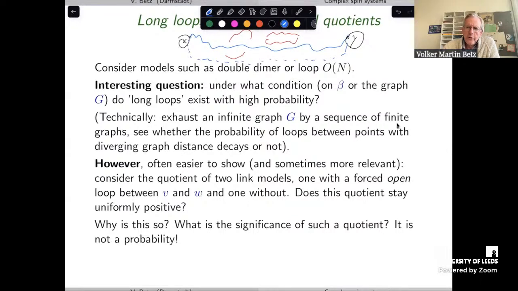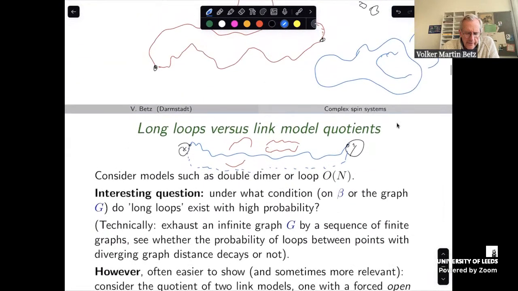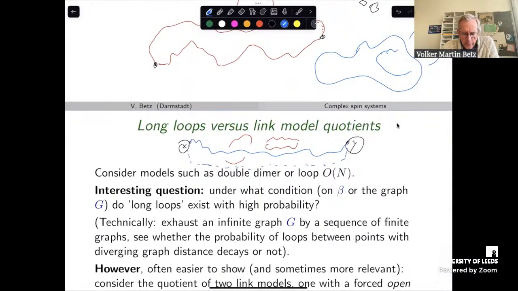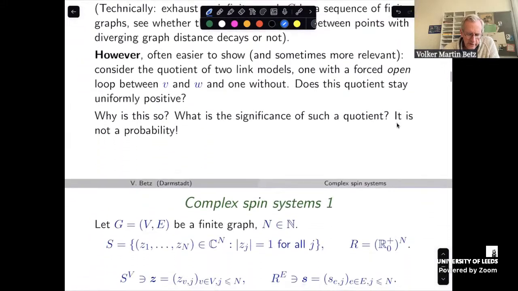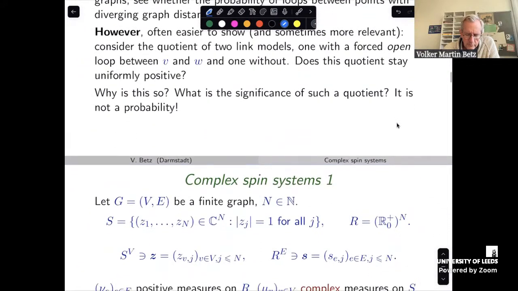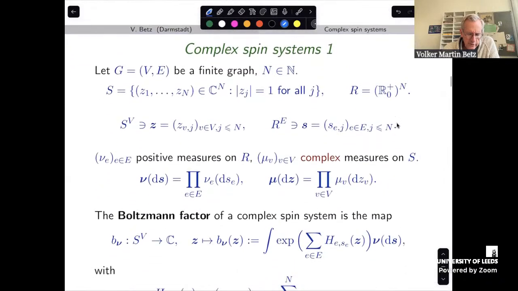The thing is that this quotient is usually not even a probability, because if you think of the loop O(2) model or the double dimer model, then it simply does not have open loops. So this quotient cannot be written as the probability of anything. So it's not actually an object of probability theory at all. It's more like a combinatorial object. And so the question is, where does it come from, and what does it have to do with statistical mechanics? And so to introduce this, I want to talk about complex spin systems.